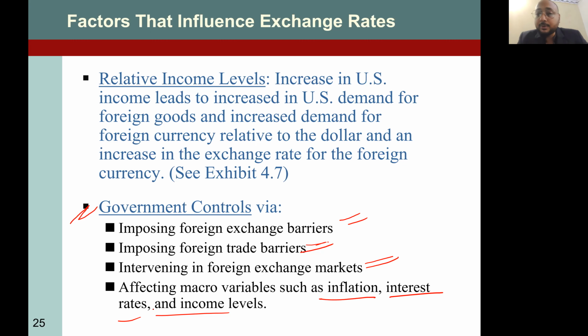If the government wants to control its currency from depreciating, they decrease the inflation in their country. If they want to increase their home currency, they increase the interest rate. If they want to decrease the currency, they will decrease the level of income in the country. That's the opposite. So that people cannot afford foreign products, so that their own products look cheaper to the outside world and outside people will buy more products.